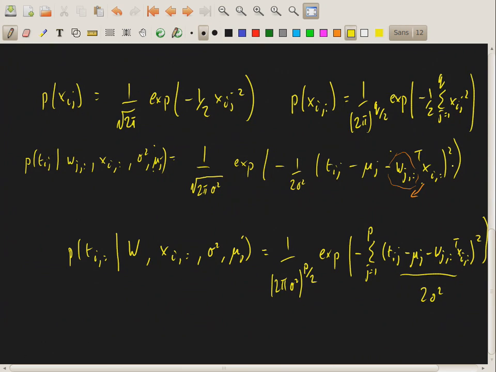Can anyone tell me what I want to replace the sum of xij squared with, which gives me vector notation? How can I write that in vector notation, anyone? Very good. That term there, as has been pointed out, is xi colon transpose xi colon. Because the inner product is the multiplication of each of those elements summed up, which is the square of each element summed up.